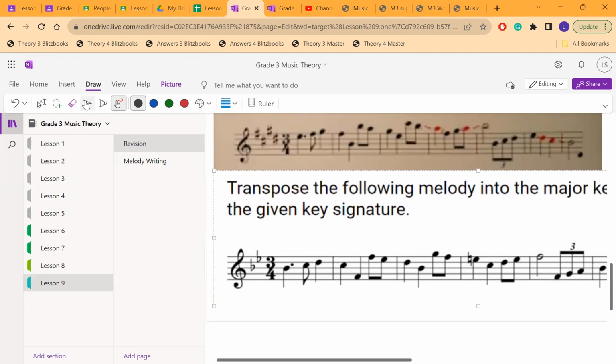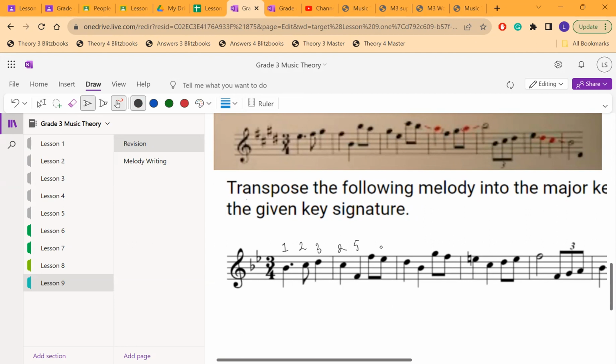Okay. With this one, we're going to do this with scale degrees first. 1, 2, 3, 2, 5, 5, 4, 3, 1, 6, 5, 4 sharp.